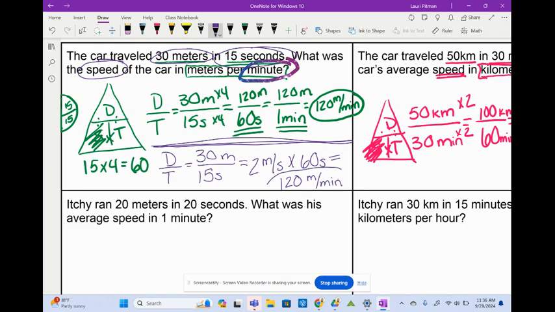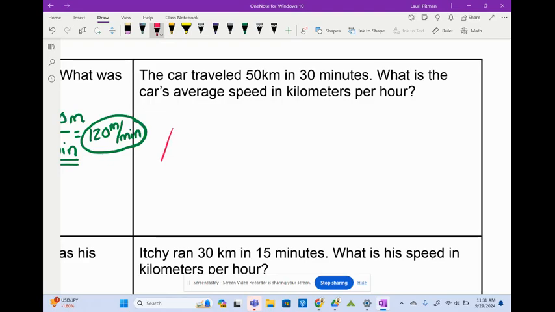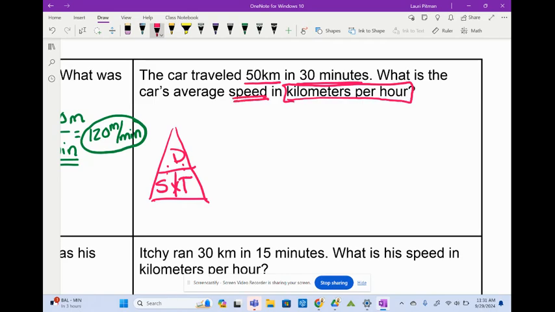So for this one, I'm going to go ahead and draw my triangle. I always draw the triangle. Even if you don't feel like you need it, go ahead and draw it. It gives you a good visual and helps you think things through. So here it tells us the car traveled 50 kilometers in 30 minutes. What was the car's average speed in kilometers per hour? So again, they're asking us for speed, so we're going to mark out speed.